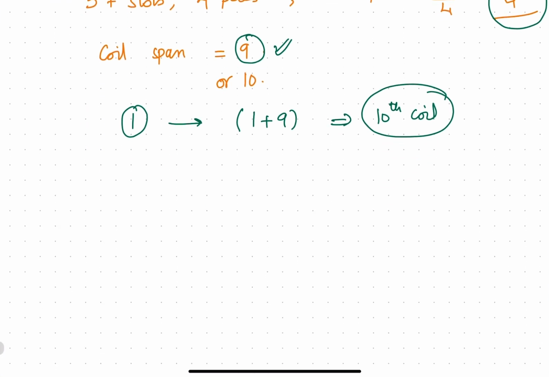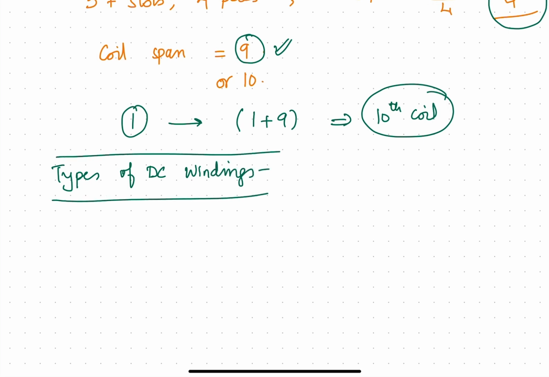Now, types of DC windings. Let's focus and talk about different types of windings in DC machines. These windings are broadly classed into two categories: the first category is known as the lap winding, and the other is known as the wave winding.